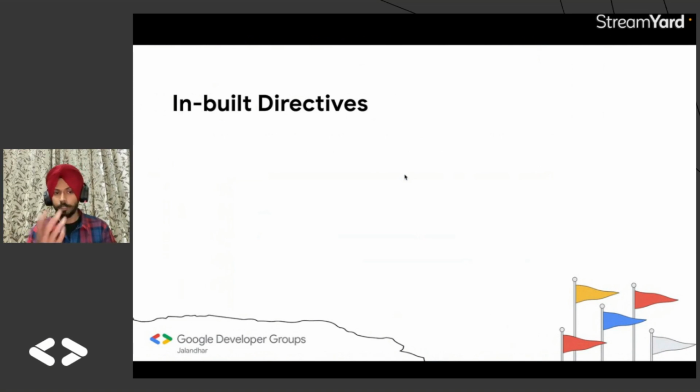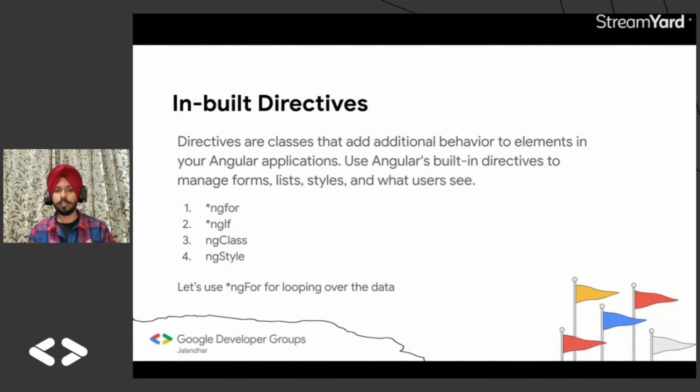So we are having some inbuilt directives. So what are directives? Directives are basically some classes or some attributes that we define to our components or our tags that will help us to perform some functions or change the behavior of the element in the Angular app. So Angular has some inbuilt directives to manage forms, lists, and styles.